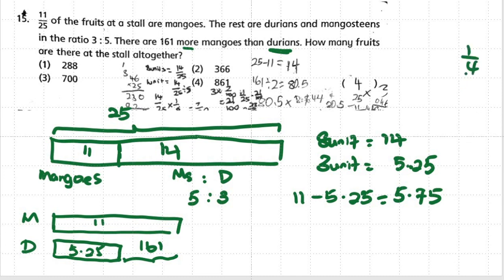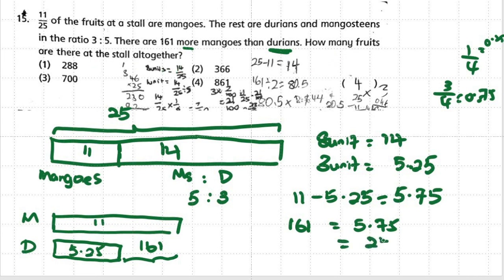Then 0.75 is what? 0.75 should be 3 over 4, correct? Okay, so 0.25 plus 3 over 4 is equal to 0.75. Okay, never mind. So when you do this, you know that if 161 mangoes is equal to 5.75, right? So in total, how many fruits are there in the store altogether? In the store there is actually 25.